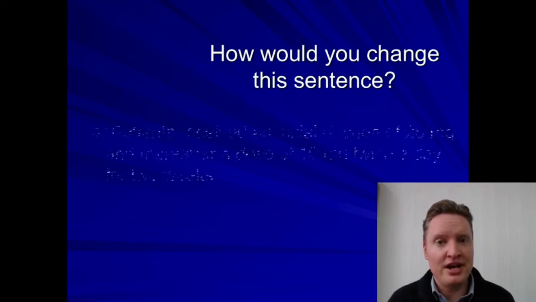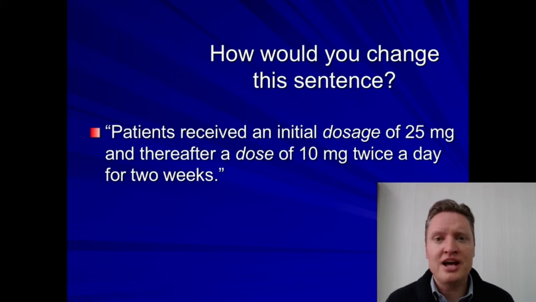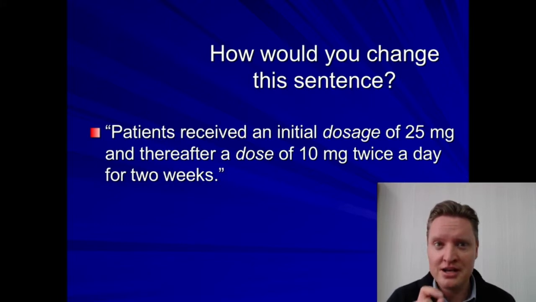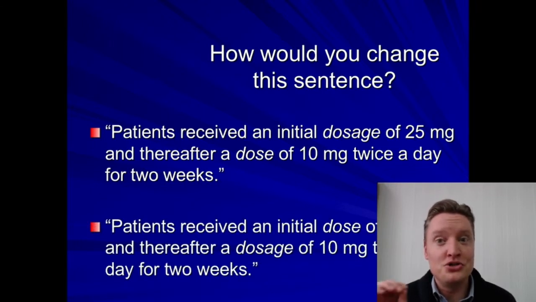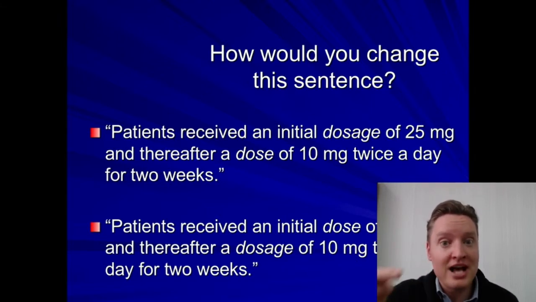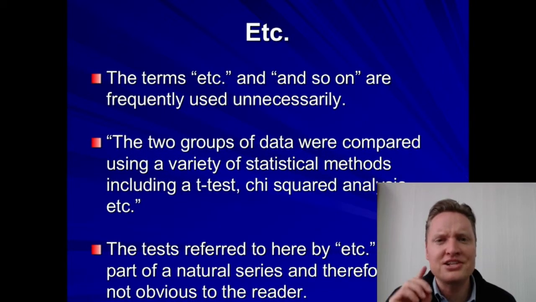Here's an example of this error. Patients received an initial dosage. Initial means one time, right? An initial dosage of 25 milligrams, and therefore a dose of 10 milligrams twice a day for 2 weeks. Now, these words need to be reversed. The initial dose, that's a one-time event, and a dosage, that's over time, a dosage of 10 milligrams per day twice a week.